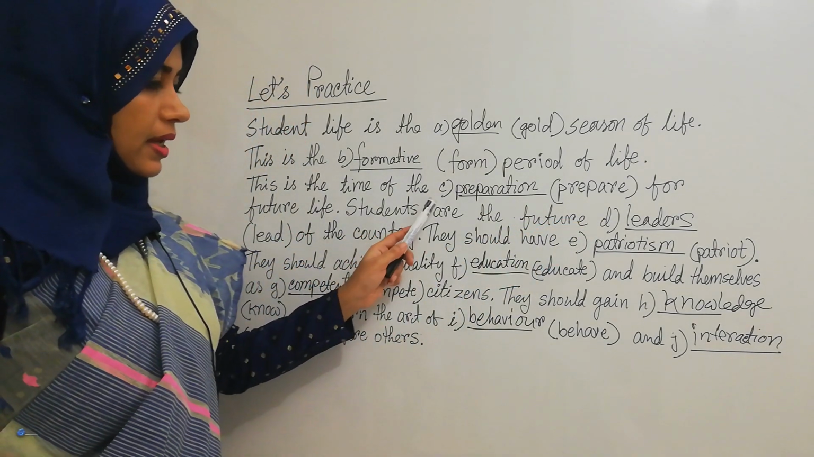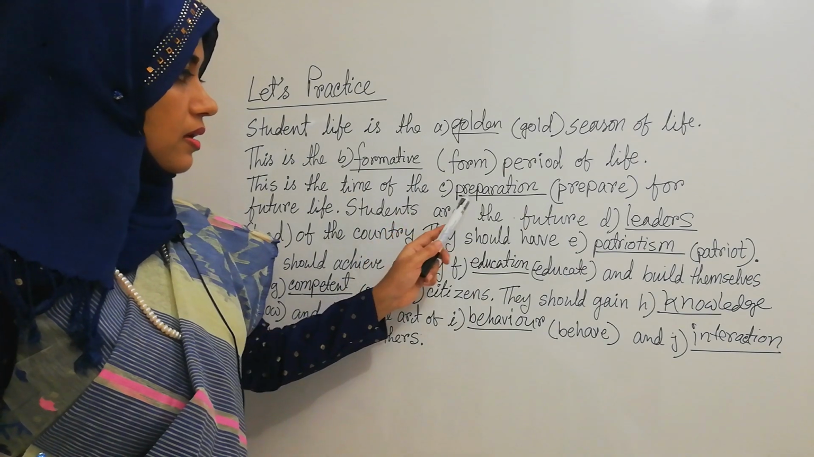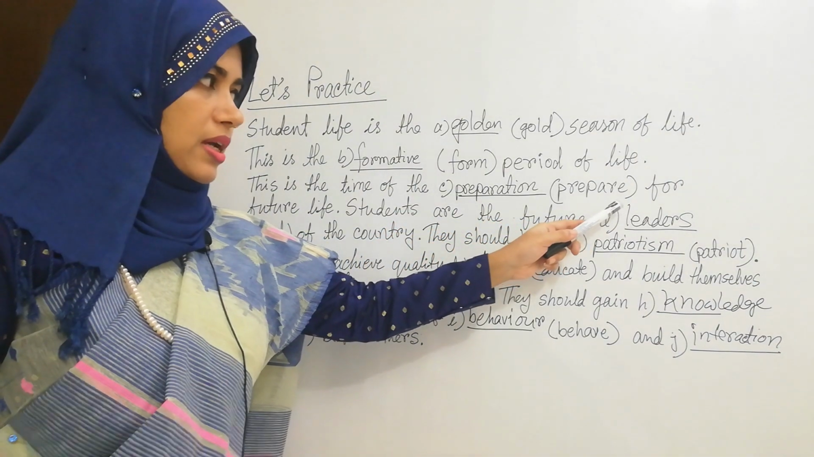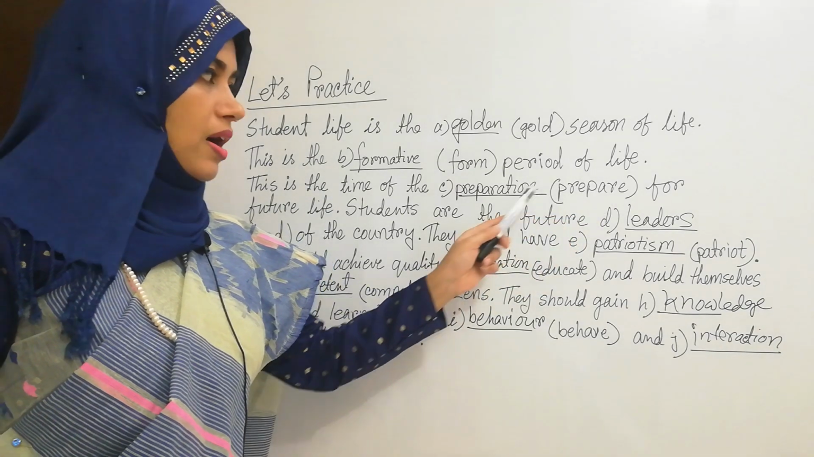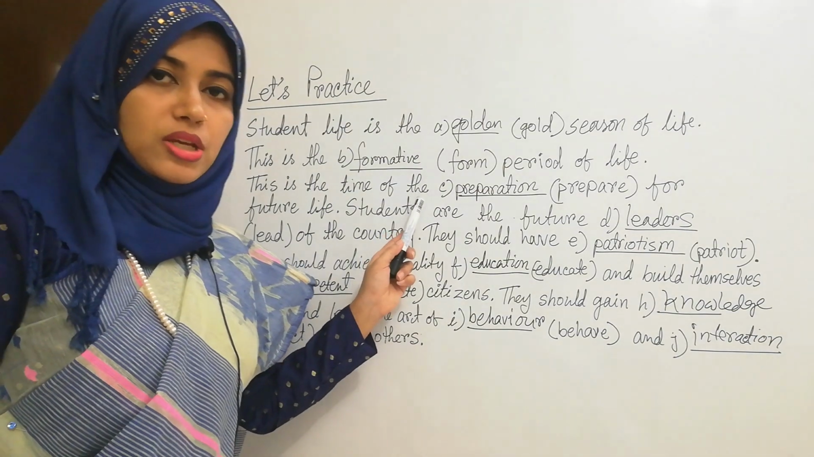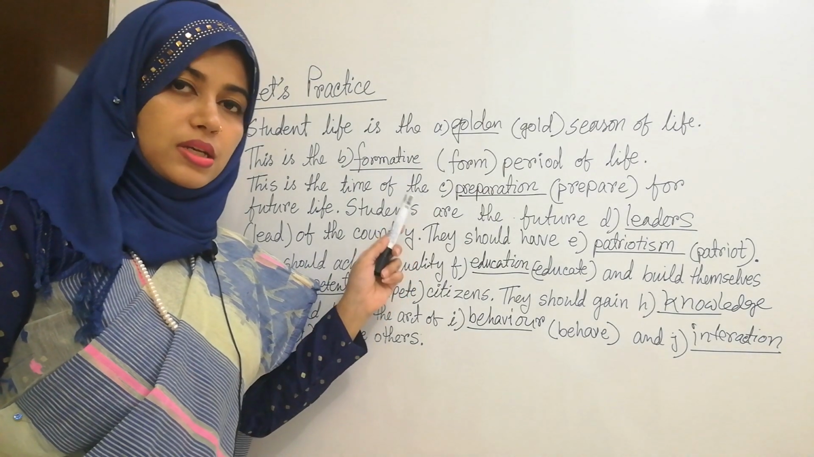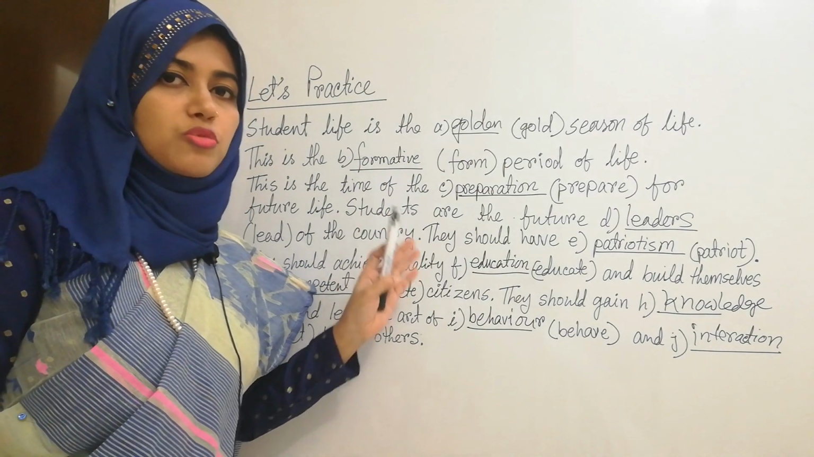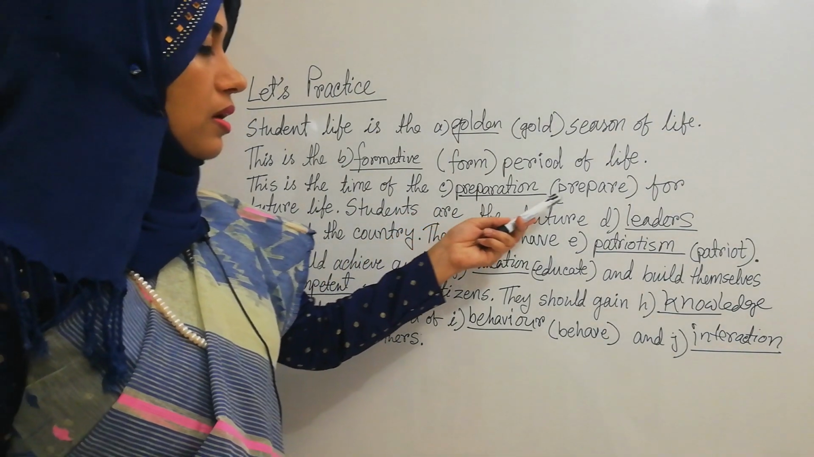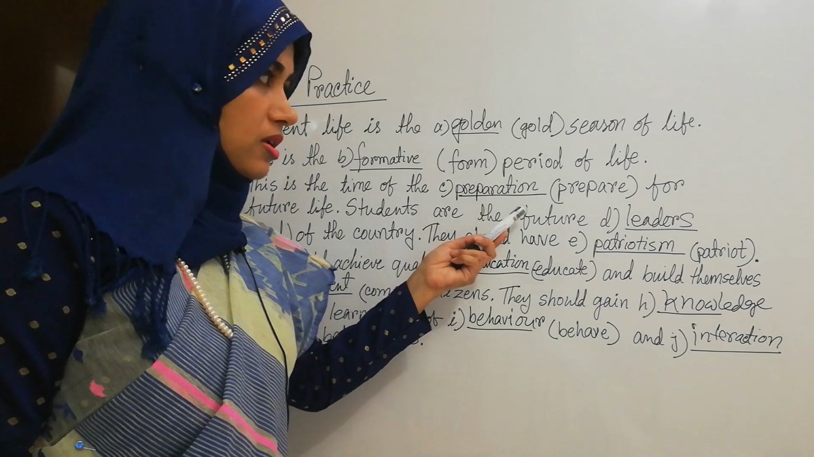So again you see article then gap, but here there is no noun after the gap. So obviously you have to use a noun here because there is an article, and we know that articles are used just before the noun. Okay, so we are using the noun form, that is preparation.